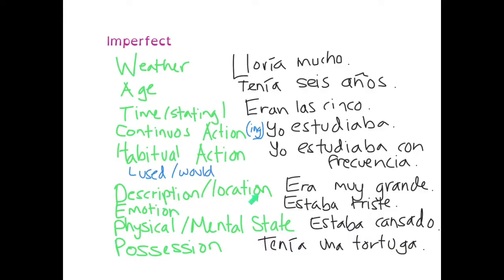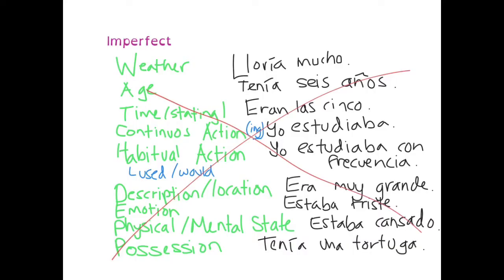Then description and location, easy enough. Something like era muy grande, it was very big, just a general description. General emotions, estaba triste, he or she was sad. Physical mental state, estaba cansado. Or position, tenía una tortuga. All of these things in WATCHDEP need the imperfect because they're all generalized things that set the scene.